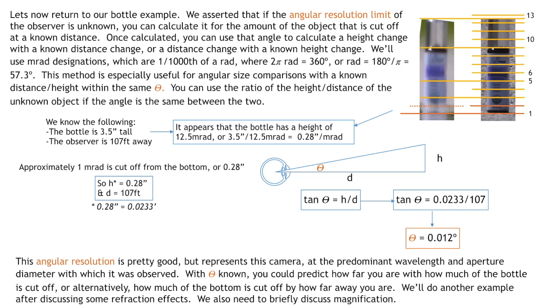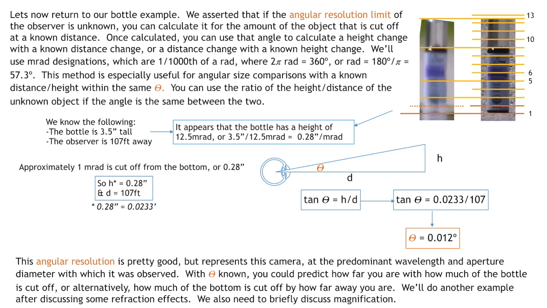Approximately 1 MRAD is cut off from the bottom, or 0.28 inches. So height is equal to 0.28 inches, and distance is equal to 107 feet. Keep in mind that 0.28 inches comes out to 0.0233 feet. So we can plug that in, keeping like units the same, and you get an angle of 0.012 degrees.